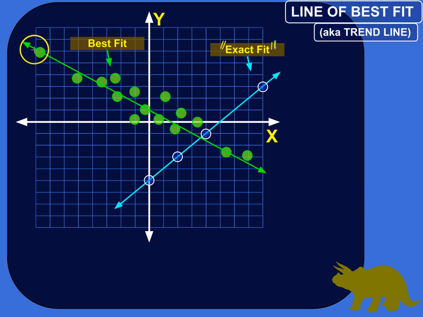This can be an approximation, but as an approximation, it's as close as it can get. It's the line of best fit. It's the best you can do in fitting it to all these crazy data points that you have.